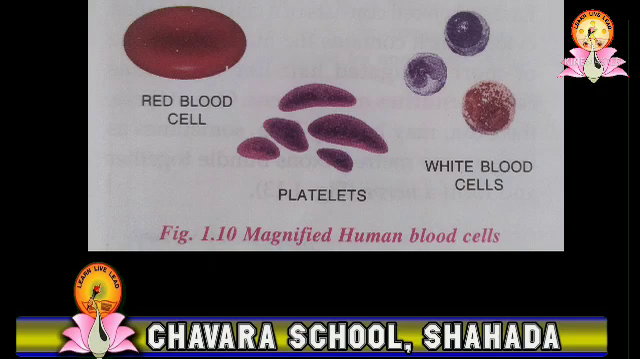There are certain diseases like dengue which are caused because the number of platelets gets reduced to a great extent. That is why the proportion or amount of all these blood corpuscles in the body is very important.